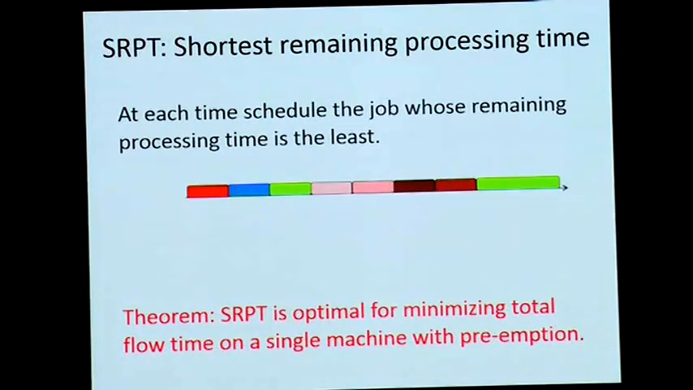So this algorithm doesn't require knowledge of the future. What I'm saying here is that even if you knew the future, you could not do anything better than this algorithm. So this is sort of the holy grail of online algorithms, if you can find such an algorithm. But it's very hard usually.